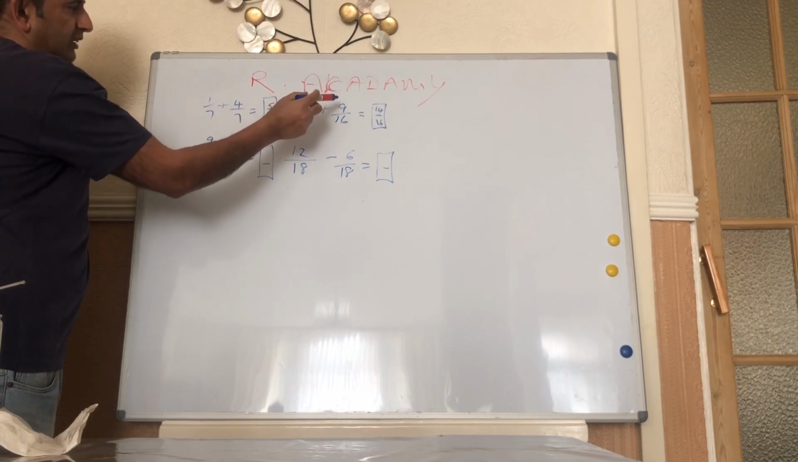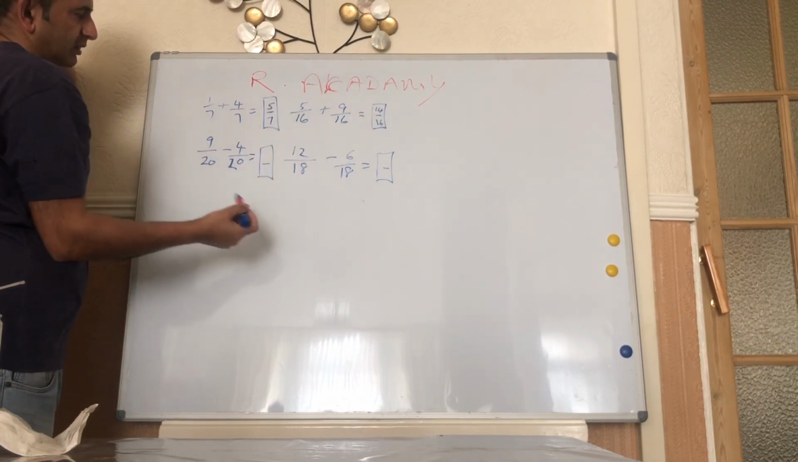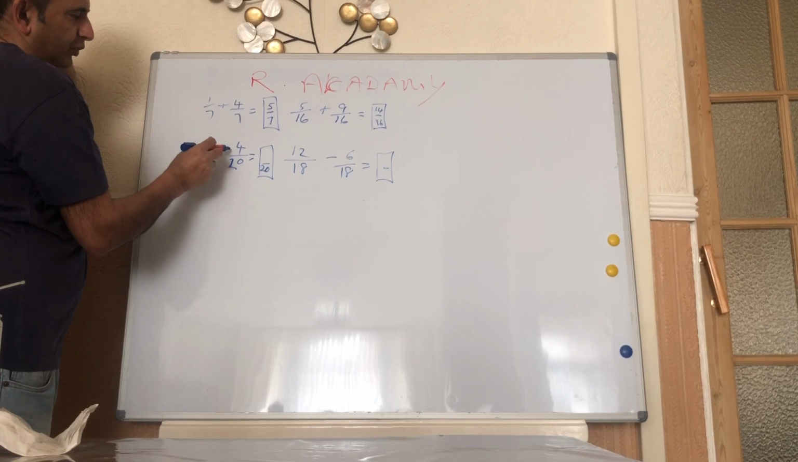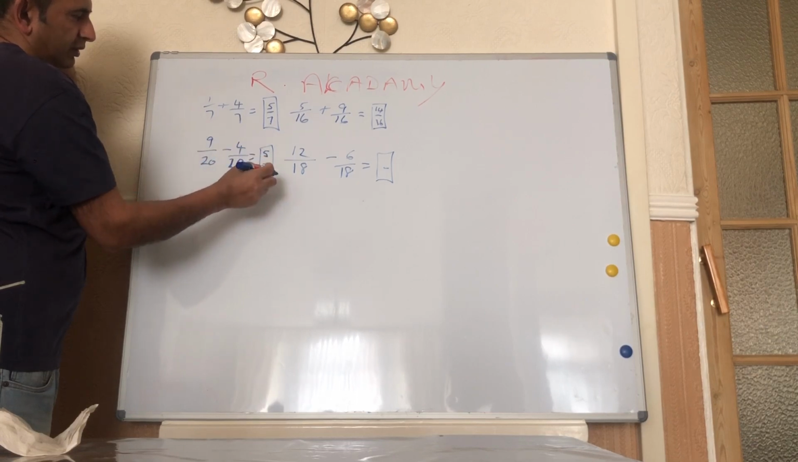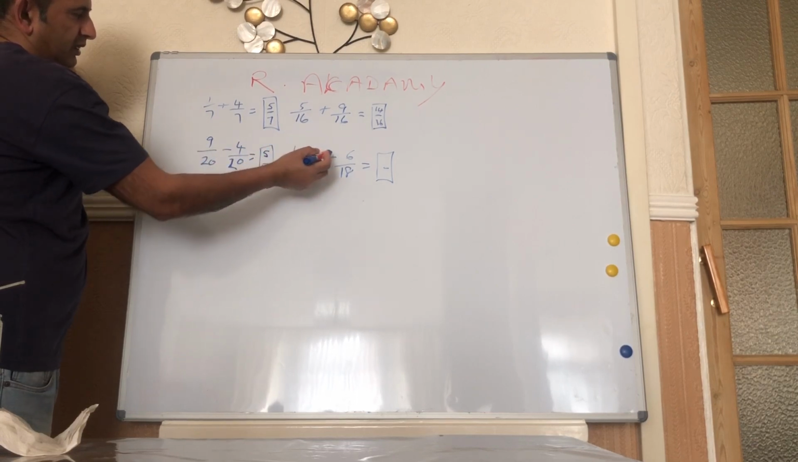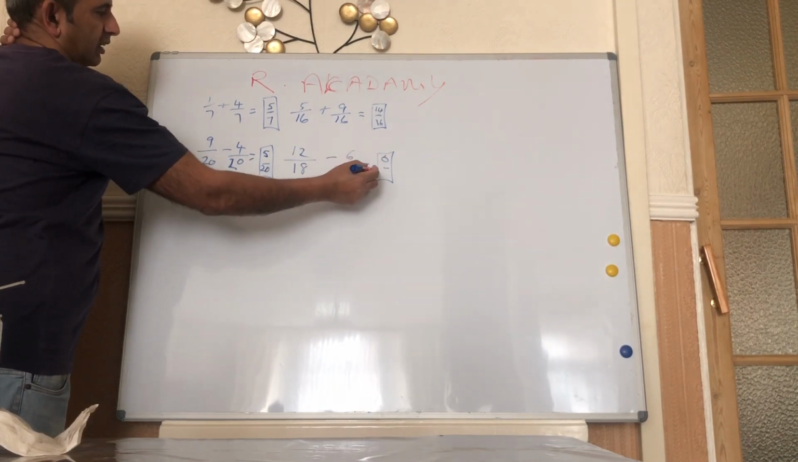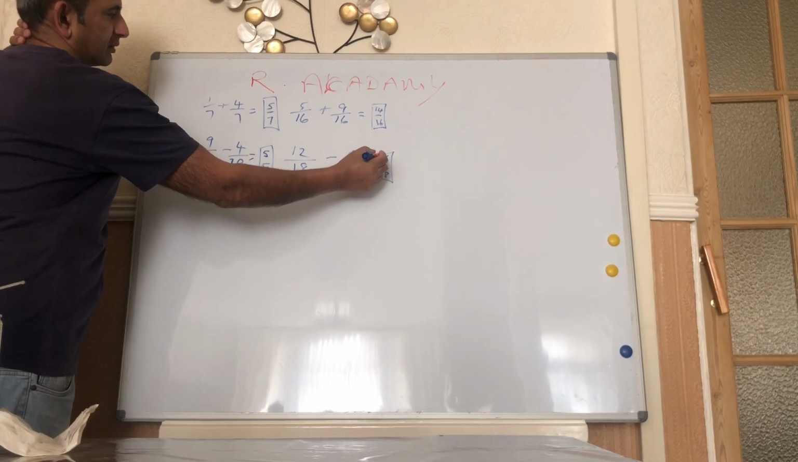So the answer here would be 1/7 plus 4/7 is 5/7. 5/16 plus 9/16 is 14/16. And this one here, 20 remains the same. 9 minus 4 is 5. And 12 minus 6 is 6. And this remains the same, 18.